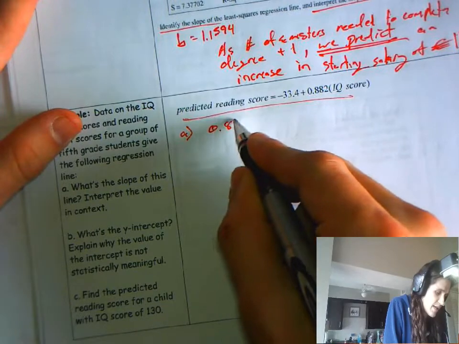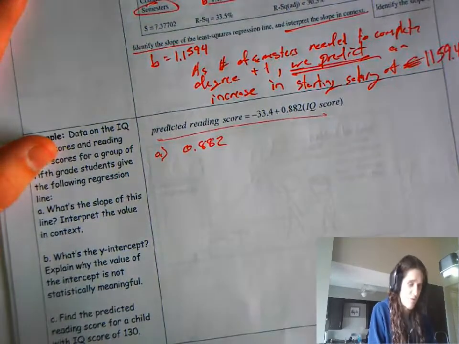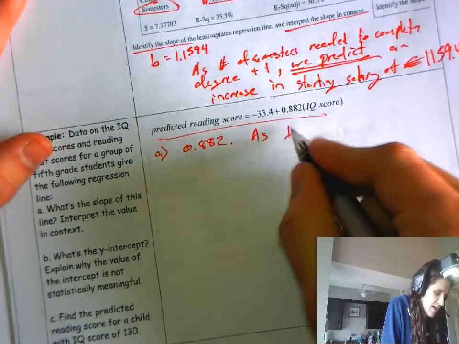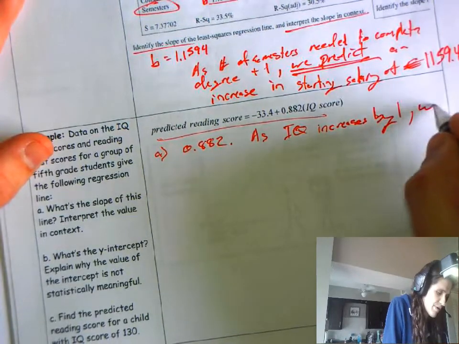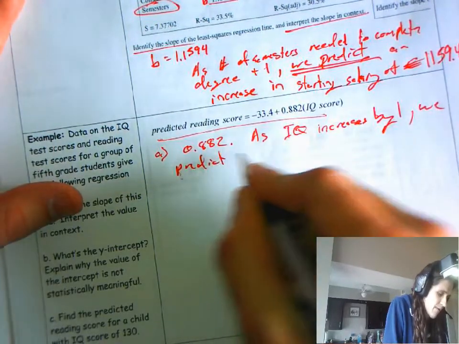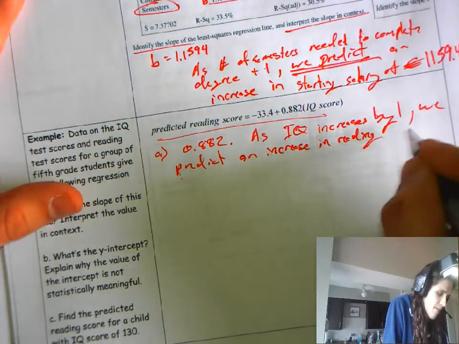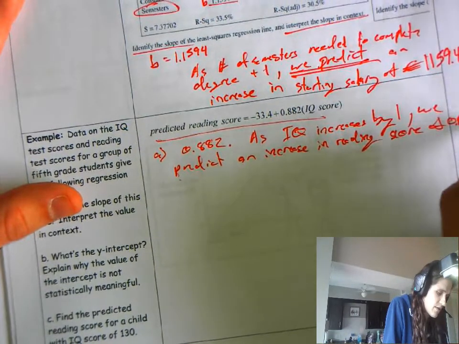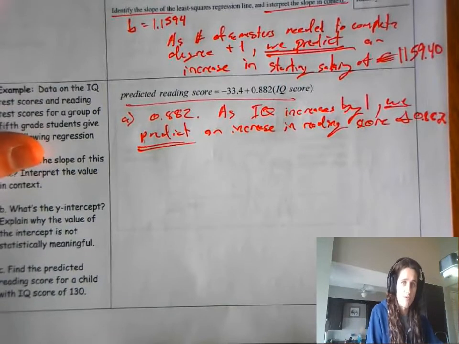Slope is 0.882. Should be able to do this. Pause. Use the above example to write out the answer here. Pausing. As IQ increases by 1, we predict an increase in reading score of 0.882. We predict. These are predictions. These are all predictions.